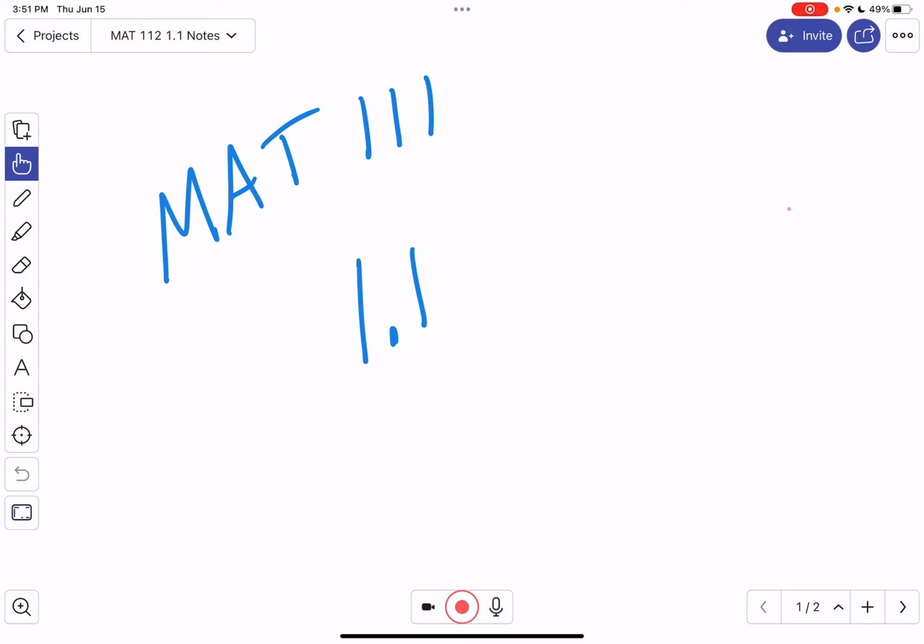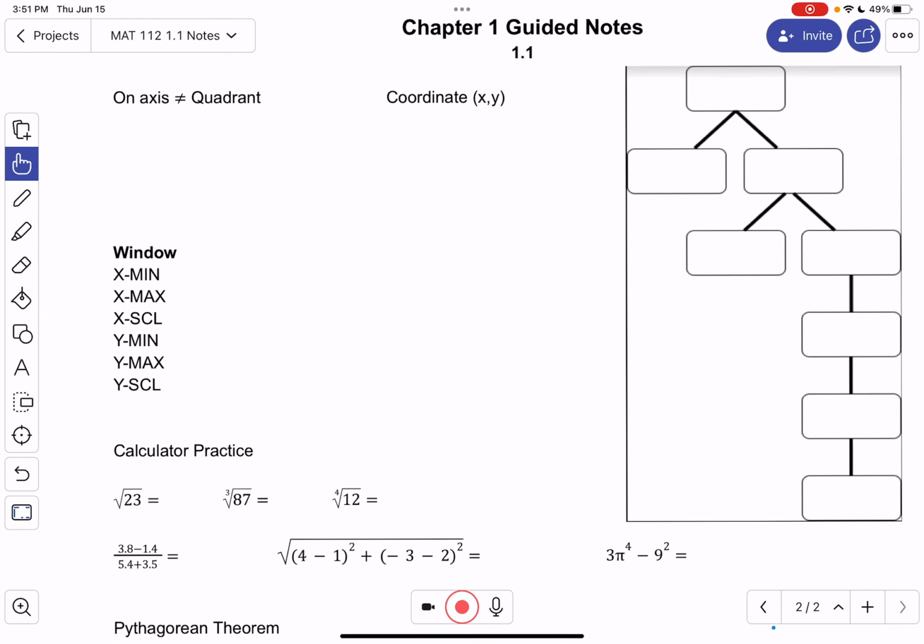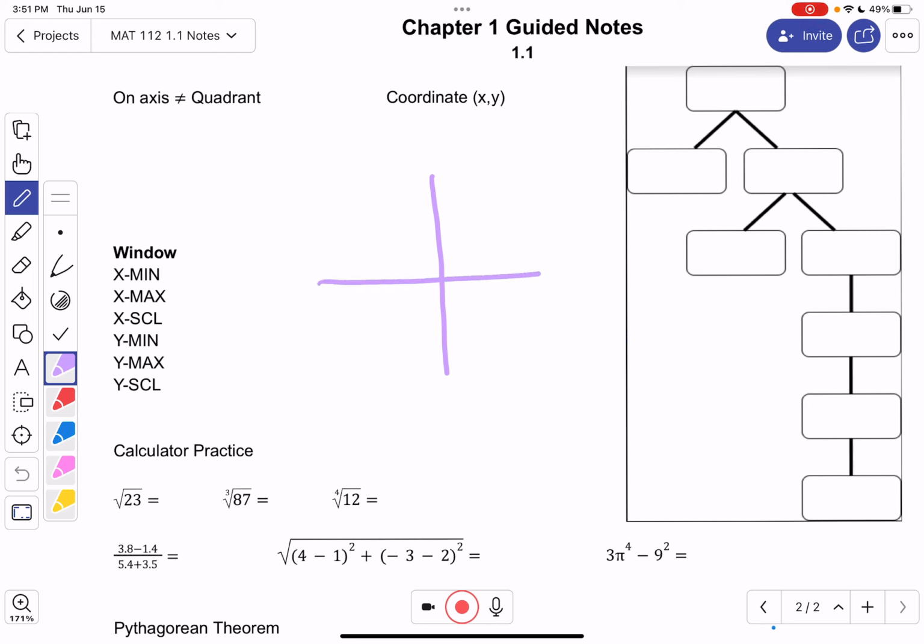Okay, this video is going to cover section 1.1, which introduces us to some formulas, the calculator, and number types. So at some point a long time ago, you learned about coordinate grids and how you have a y-axis and an x-axis. And then this point right here in the middle, 0, 0, is called the origin.